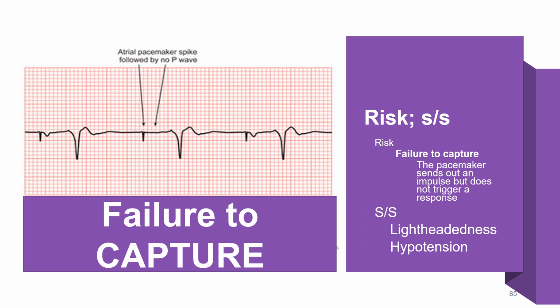So we have some abnormalities when it comes to our paced rhythms. This one is going to be a failure to capture. So you have your pacer spike, but it didn't really do anything. It's just there on your rhythm. It didn't capture. The pacemaker sends out an impulse but does not trigger a response. The signs and symptoms can be lightheadedness or hypotension.